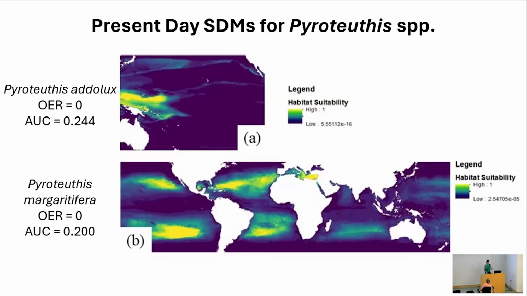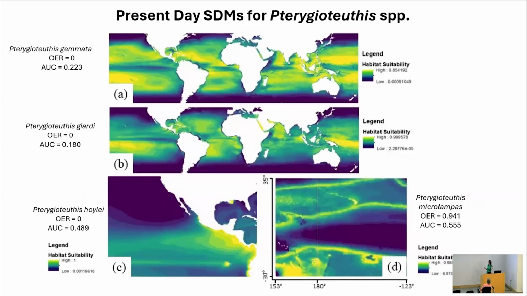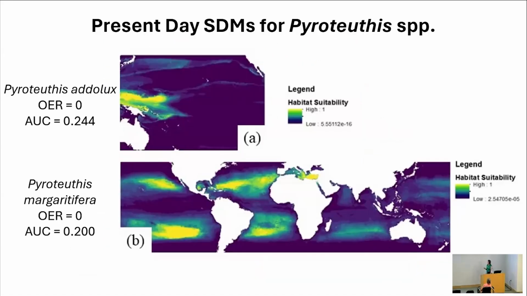Now for Pyroteuthis, again, pretty low OERs, great, but also low AUCs, which isn't ideal. Pyroteuthis addolux is living across the Pacific, but really concentrated in the Western Pacific. And then Pyroteuthis margaritifera is globally distributed, but it seems to have a pretty anti-equatorial distribution. And this has been noted for some of the species. You can see it here too. There's kind of this swath across the equator of low habitat suitability. So this has been noted before, but it was cool to see that reflected in these models.